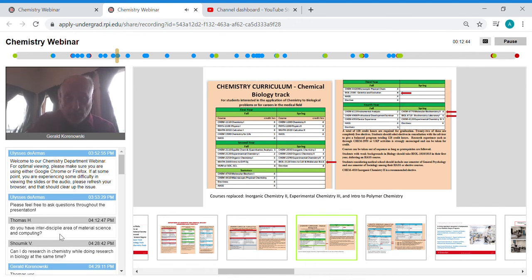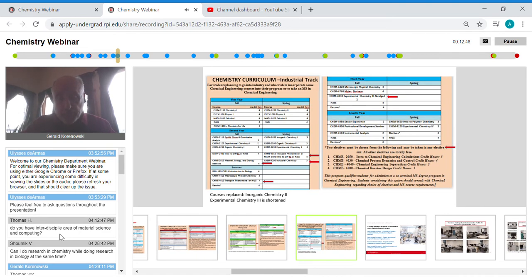The third track is our industrial chemistry track, and this is just our new one. We're all very excited by it. Again, we've replaced selected courses out of our traditional track with engineering-oriented courses, and at least one of them I know is a course created specifically inside the chemistry department to prepare you for an industrial track.